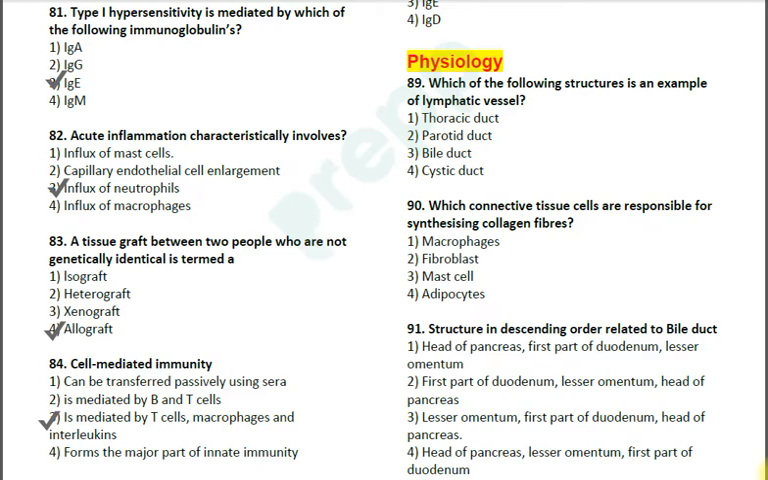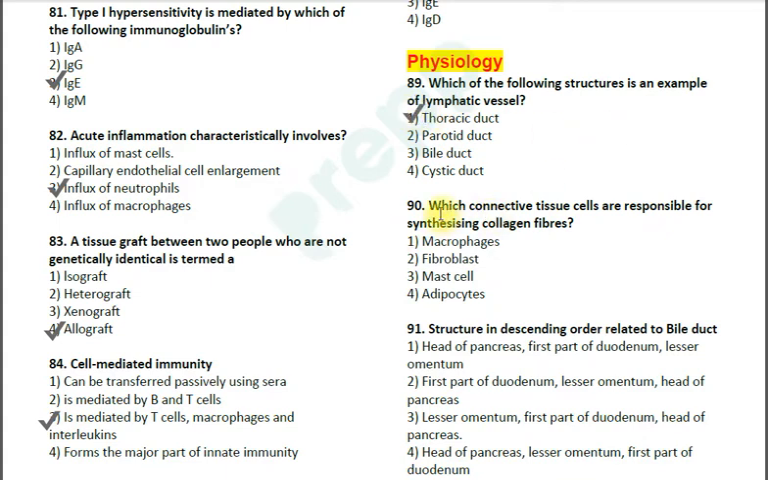The next subject is physiology. Question number 89. Which of the following structures is an example of lymphatic vessel? The options are 1 thoracic duct, option 2 parotid duct, option 3 is the bile duct, option 4 is the cystic duct. Out of this, the correct one is the thoracic duct.